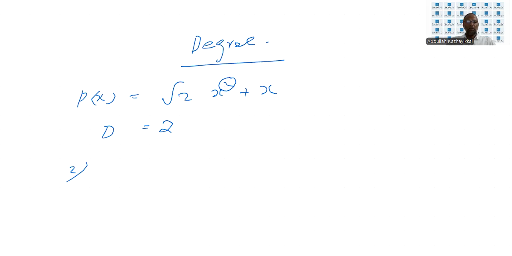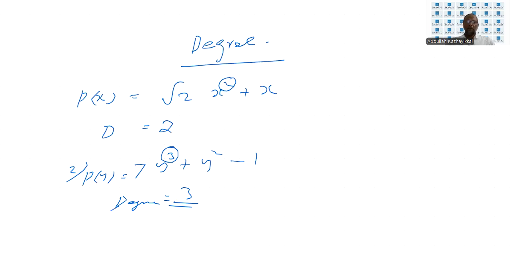7y to the power of 3 plus y square minus 1. This is P(y), polynomial of y. What is the degree of this polynomial? Yes, 3 is the degree. You have to take the maximum degree, that is the power of the variable, the maximum exponent. Degree is 3. Are you following or not?